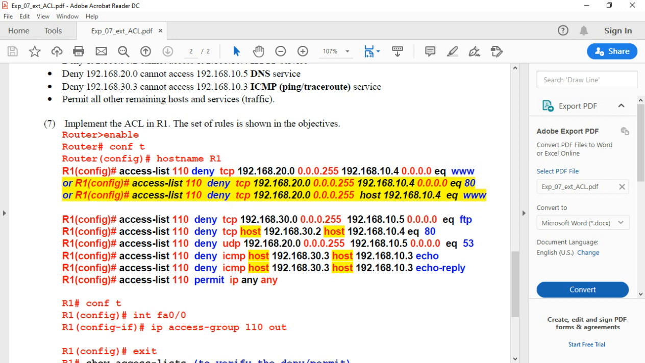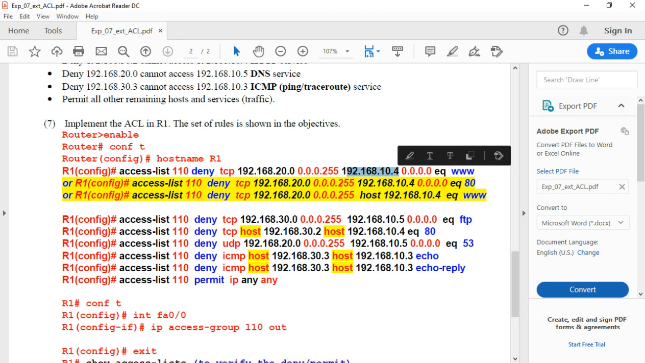The first one says access list. We will create access list number 110. Deny. We will deny the services. What services? We will deny the TCP protocol, the TCP services, from which one? We will prevent the network 192.168.20.0, this network. Its subnet mask we write in the inverse way, so instead of 255.255.255.0, we write it inversely, as we know. From accessing what? The PC or the server.